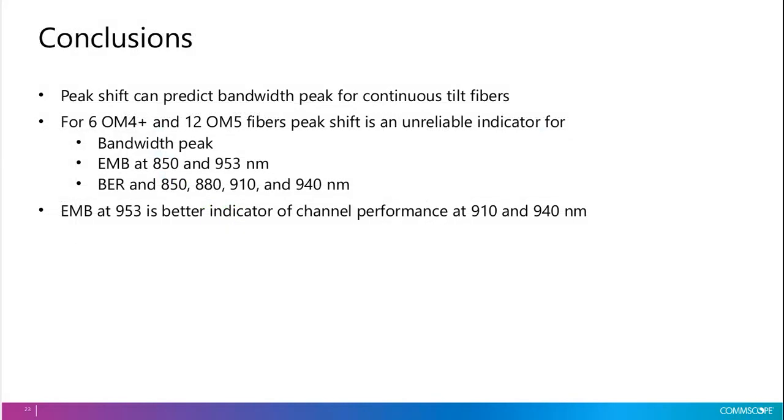So in conclusion, we tested several OM5 and left tilt OM4 fibers, and the OM5 fibers outperformed the OM4. We looked at this peak shift parameter. That can predict the bandwidth peak for a fiber that has a continuous tilt, but if a fiber has an erratic tilt, it doesn't work so well. In addition, this tilt parameter is an unreliable indicator of what the EMB is going to be at 850 or 953 nanometers. And you can't really use it to predict the BER of any of your wavelength channels if you're doing BiDi or SWDM4. So the EMB at 953 nanometers is really the best indicator of how well these long wavelength channels are going to perform.